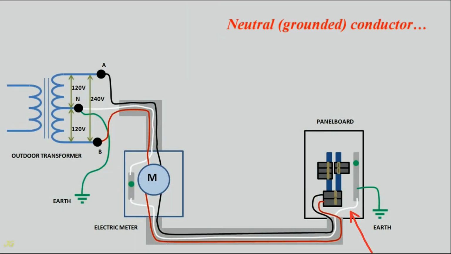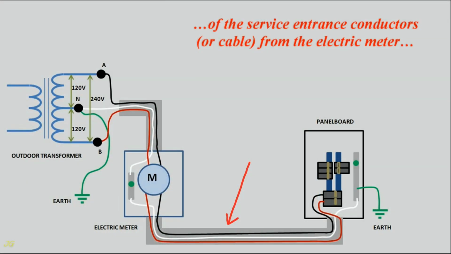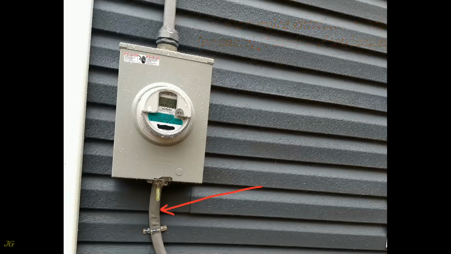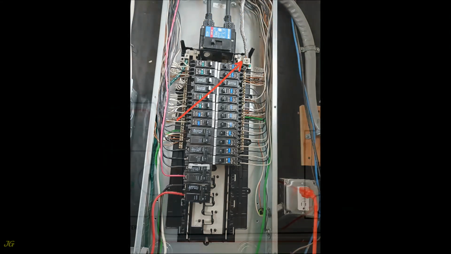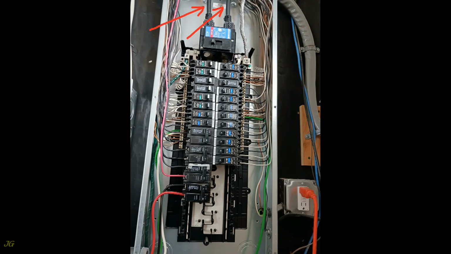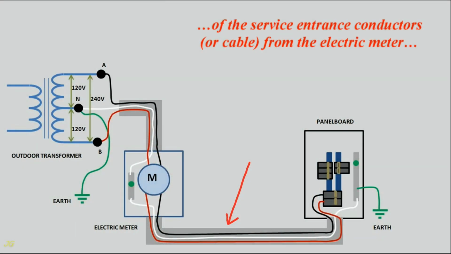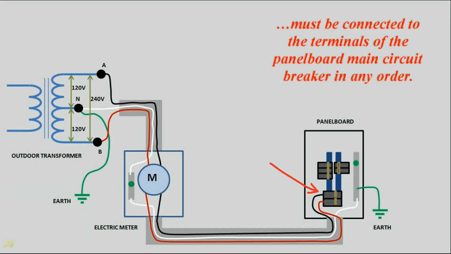The neutral, grounded conductor of the service entrance conductors or cable from the electric meter must be connected to the neutral ground bar of the panel board. Hot, ungrounded conductors of the service entrance conductors or cable from the electric meter must be connected to the terminals of the panel board main circuit breaker in any order.